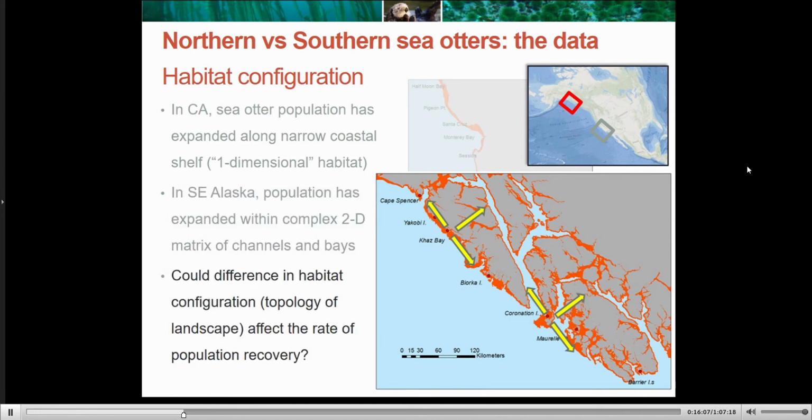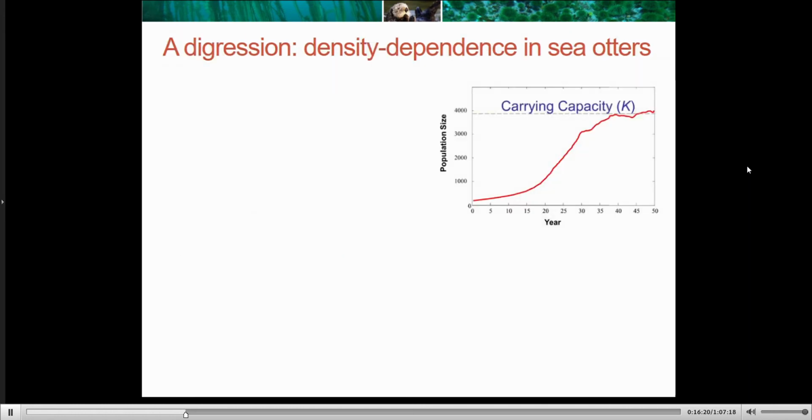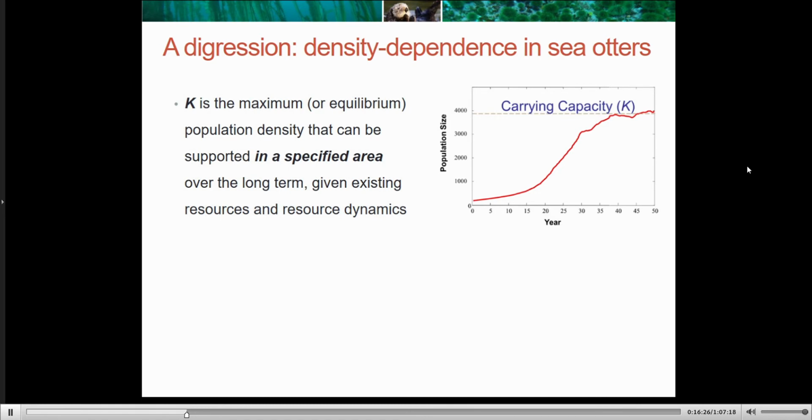So this raised this interesting question, and that is whether the actual difference in habitat configuration, what I'll call the topology of the landscape for sea otters, could affect the rate of population recovery. So that's what we're going to look at right now. And before we do, I'm going to take a quick digression to talk a little bit more about density dependence in sea otters, which I've mentioned a bit.